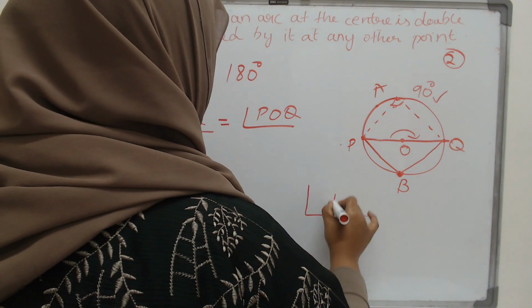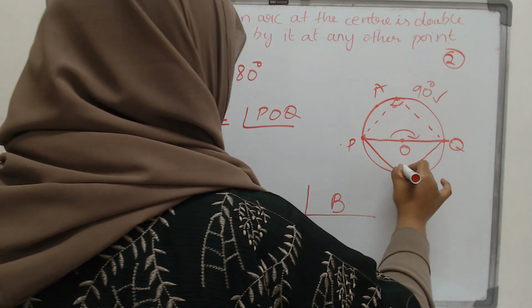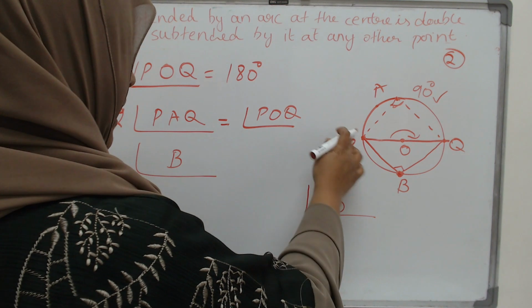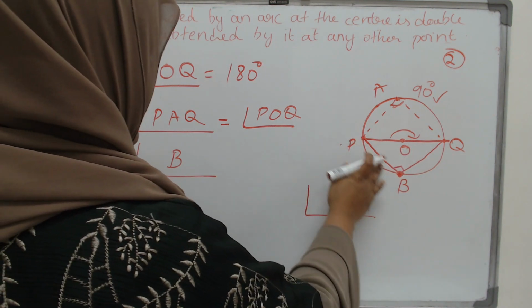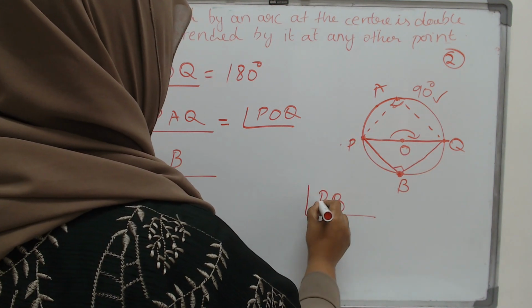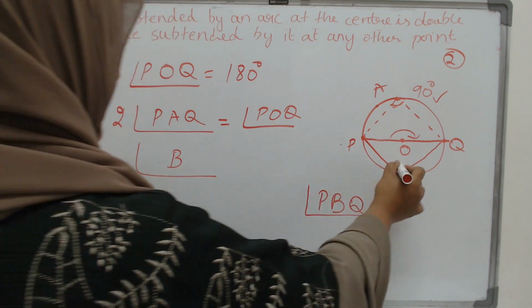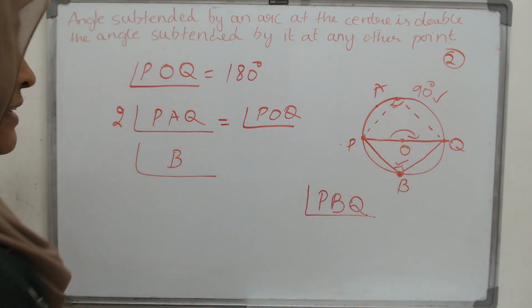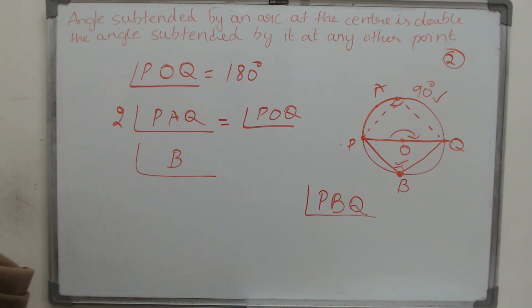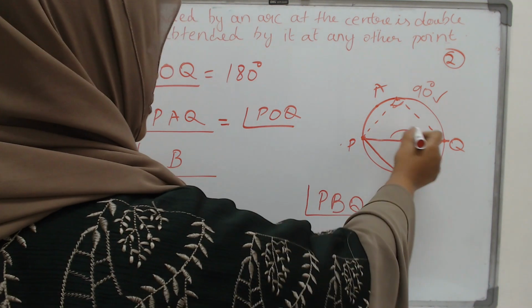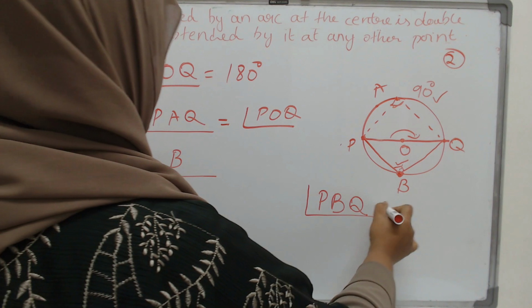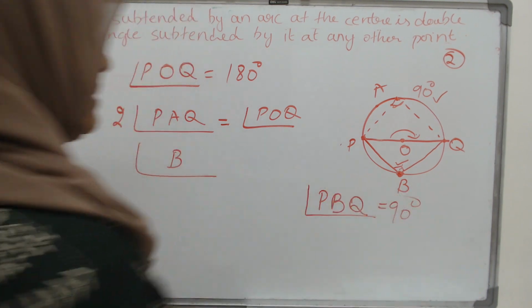It will be formed at the point B. And what will be the arms of the angle? One arm will be PB. The other one will be QB, and this is your angle. The angle is made here again. What do you see? If this one is 180, half of it is 90. So that is your theorem.